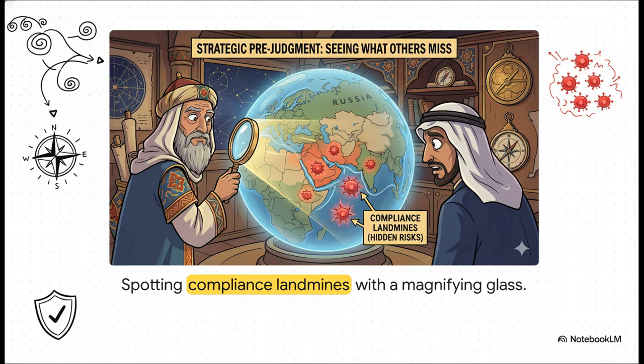It's literally like taking a giant magnifying glass to the globe to spot compliance landmines. It allows you to see what everyone else is missing. By analyzing the global landscape beforehand, Easypaid actively identifies hidden compliance risks, whether they're regional sanctions, complex tax laws, or shifting banking regulations, before they blow up your transaction.